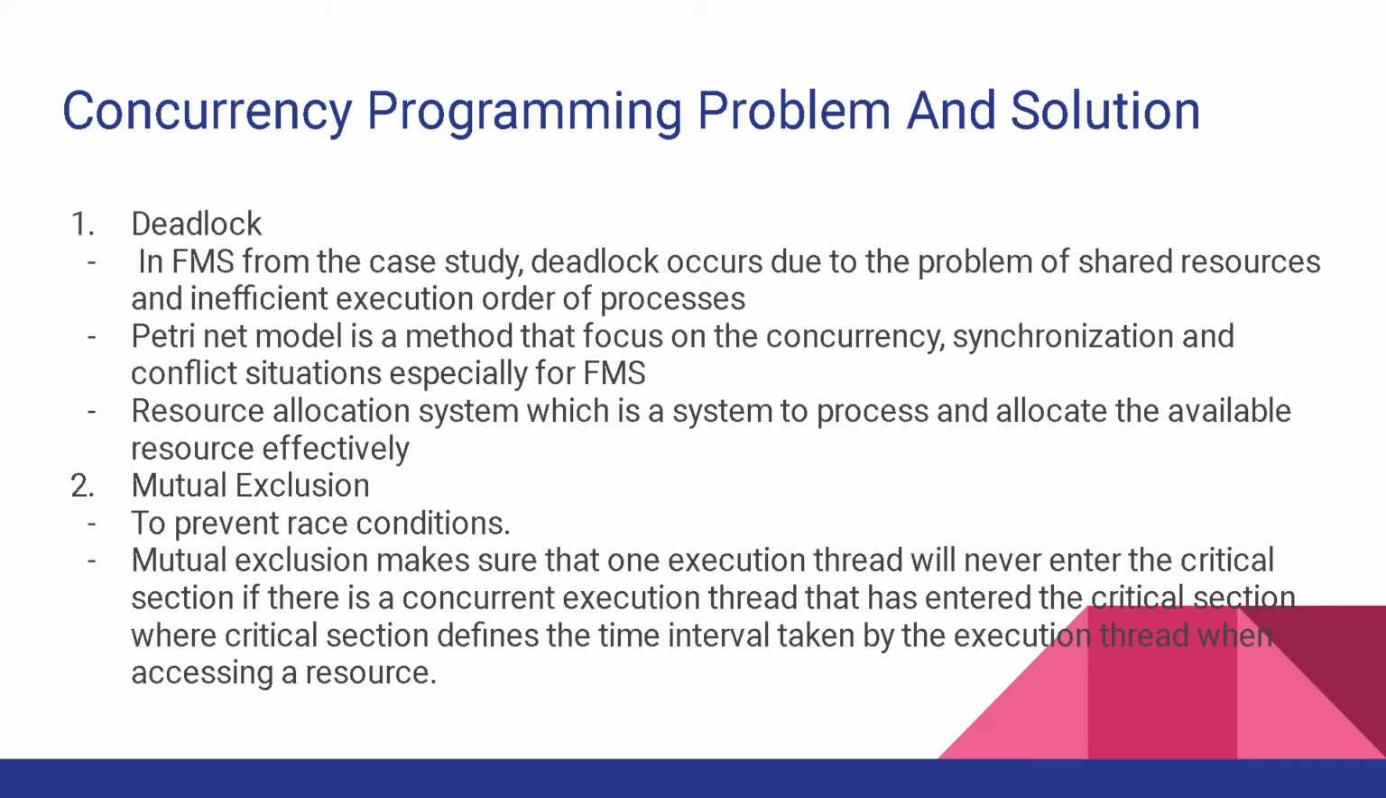Mutual exclusion is to prevent race conditions, in which it makes sure one execution thread will never enter the critical section if a concurrent execution thread has already entered the critical section, where the critical section defines the time interval taken by the execution thread when accessing a resource.